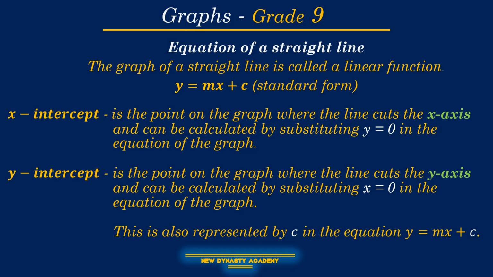Then looking again at the y-intercept. The y-intercept is the point on the graph where the line cuts the y-axis, and it can be calculated by substituting x equals 0 in the equation of the graph. Now the y-intercept can also be represented by the letter c in the equation y equals mx plus c. So this tells us that this c, or the constant in the equation, represents the y-intercept.